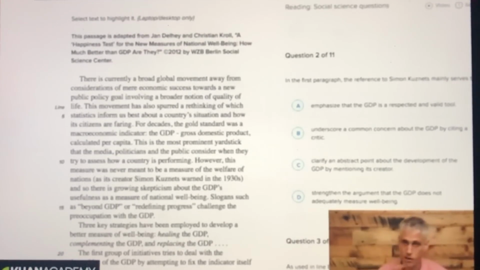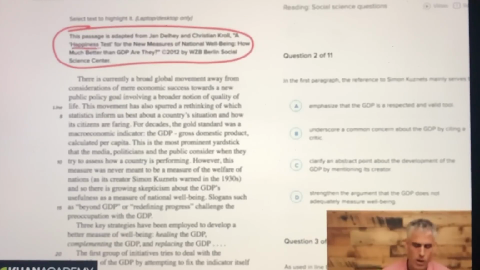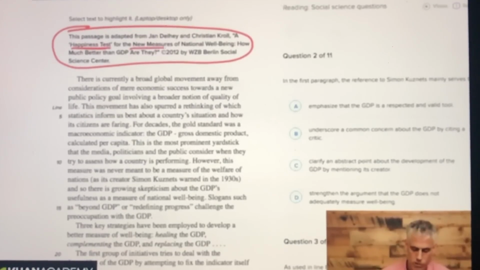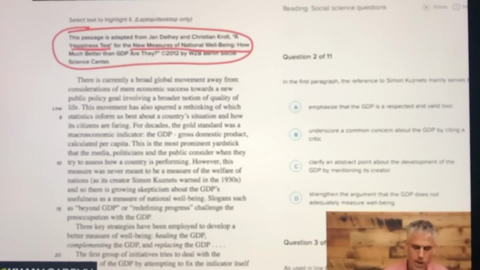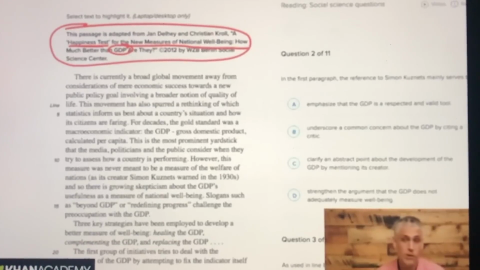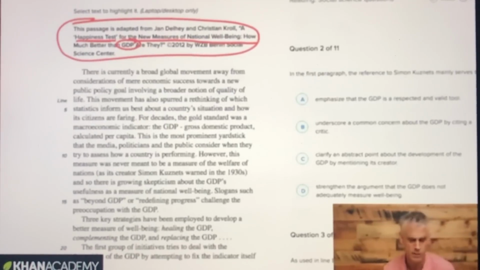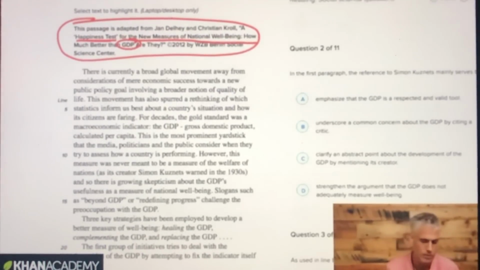It's time to practice and to demonstrate what these strategies were. So, we talked about SQ3R. First thing we'll do is we'll read the blurb. The passage is adapted from Jan Delhey and Christian Kroll, a happiness test for the new measures of national well-being. How much better than GDP are they? Okay. It's about happiness and how it's related to GDP. That's interesting. I might not know what GDP is. I might learn that. And it might have something to do with happiness, or not. So we're going to learn about that.